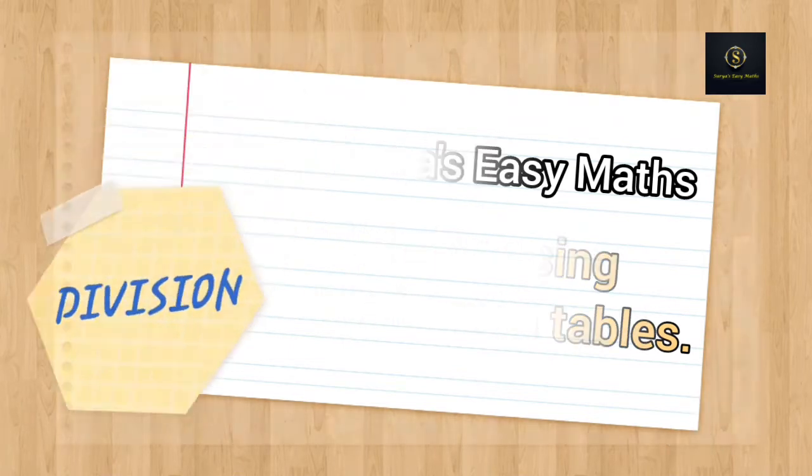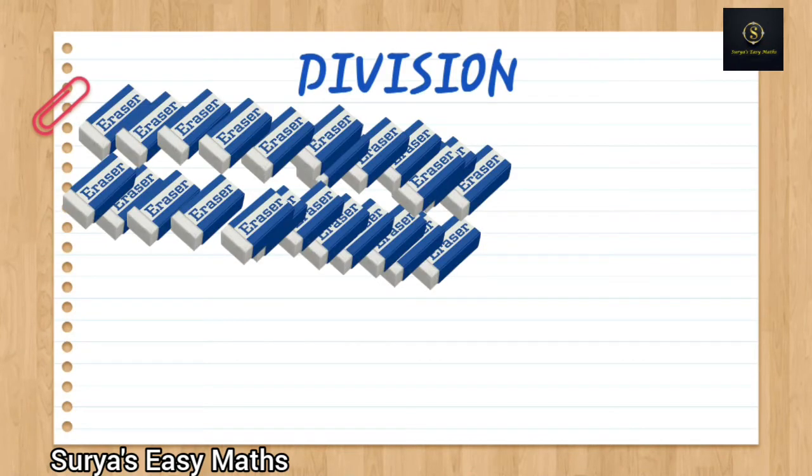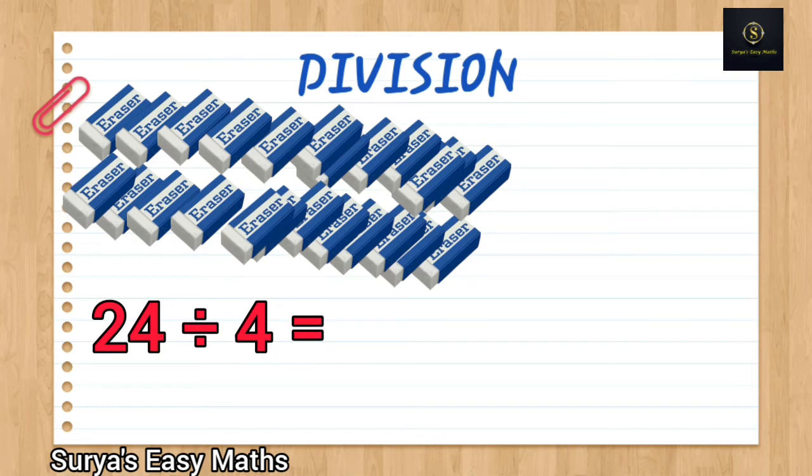So now let us see with an example. Here we have 24 erasers with us. And now we have to divide them into 4 groups. So let us write this in division form. That is 24 divided by 4 is equal to what? So let us find. For dividing 24 by 4, we have to see when 24 comes in the table of 4.